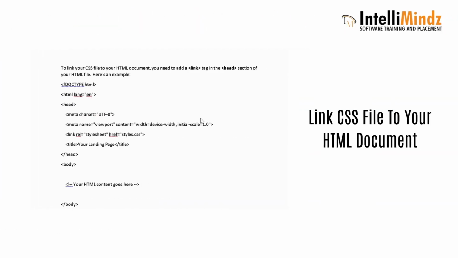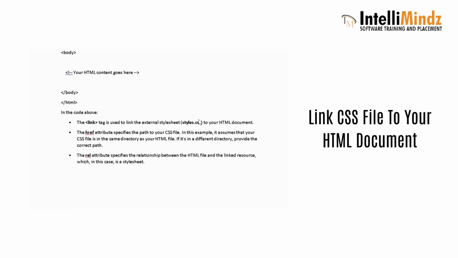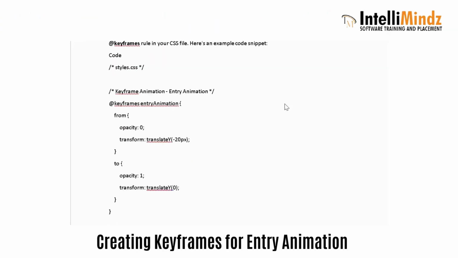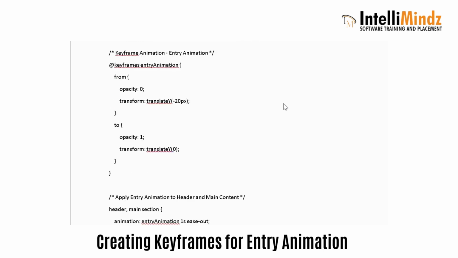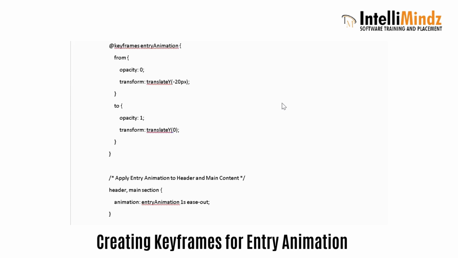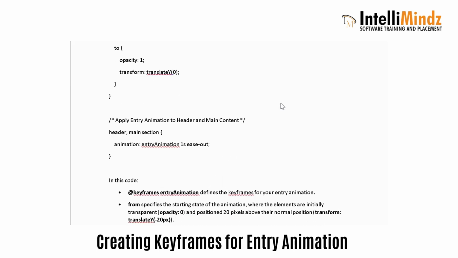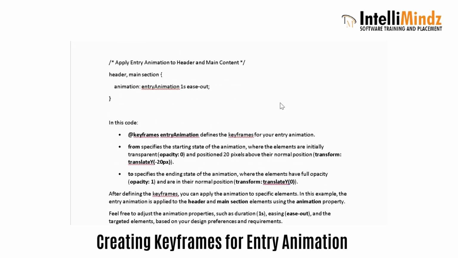Now, link your CSS file to your HTML document. This is where we'll define our animations using keyframes. Start with a basic entry animation. Using keyframes, we'll define animation steps like from and to make our elements smoothly appear on the page. Apply this animation to the header and main content.